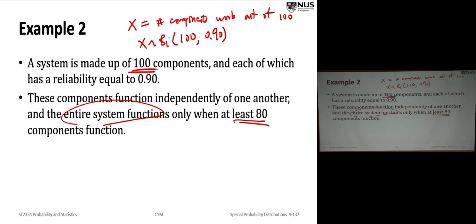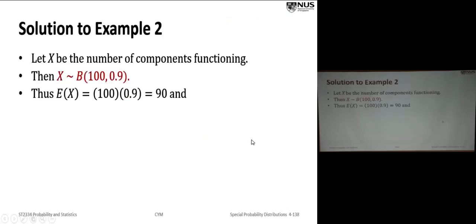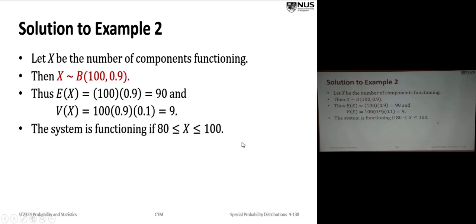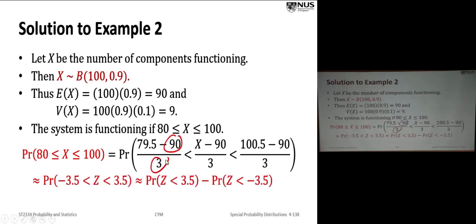What we are asked, the chance the system functions, is the chance x is at least 80. Of course, you can use the binomial distribution to do it, but here we just demonstrate how to use the normal approximation. The expectation of x is 90, variance is 9. So we want to find x between 80 and 100. We standardize it, minus the mean divided by the standard deviation, and now I consider this as a standard normal. This whole thing is minus 3.5, and this is 3.5.